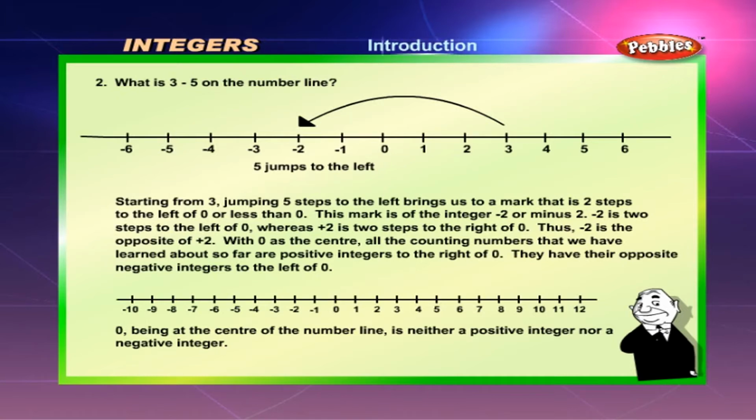This mark is of the integer minus 2. Minus 2 is 2 steps to the left of 0, whereas plus 2 is 2 steps to the right of 0. Thus, minus 2 is the opposite of plus 2. With 0 as the center, all the counting numbers that we have learned about so far are positive integers to the right of 0. They have their opposite negative integers to the left of 0. 0 being at the center of the number line is neither a positive integer nor a negative integer.